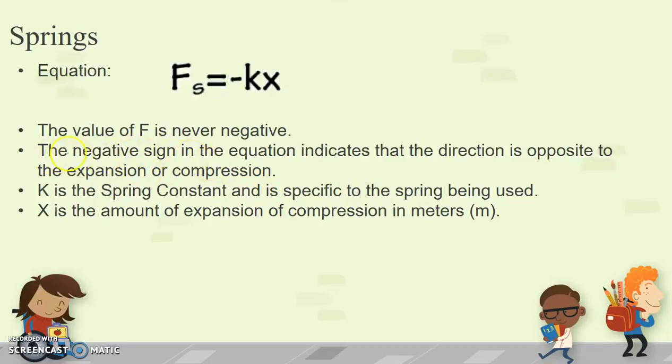Alright, now that was the example for the tension. Now we're going to move on to springs. Here is the equation for springs. We have a force of the spring, F sub s, equals negative kx. So remember that the value of F_s is never negative, and the negative sign in the equation indicates that the direction is always opposite to the expansion or compression of the spring. k is the spring constant and is specific to the spring being used, and x is the amount of expansion or compression in meters. So remember, x is going to be a distance recorded in meters.